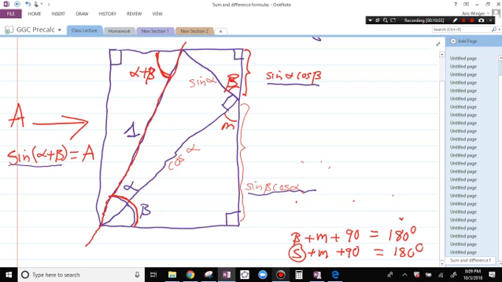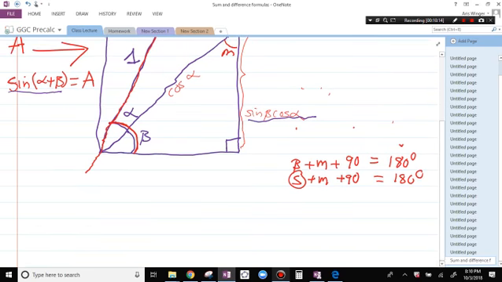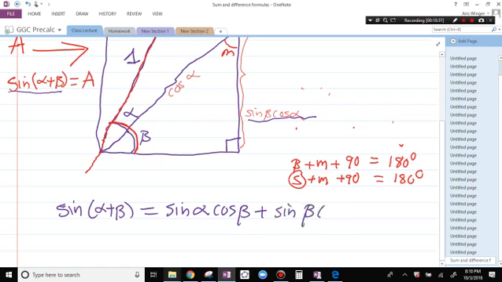That's the formula. The sine of alpha plus beta is the sine of alpha, the cosine of beta, plus the sine of beta, the cosine of alpha. That's what we've just shown. So that's going to be the first sum formula that we're going to use.